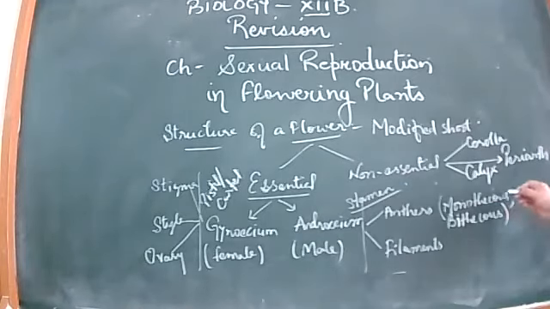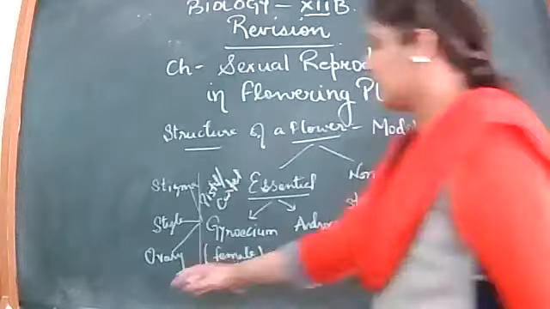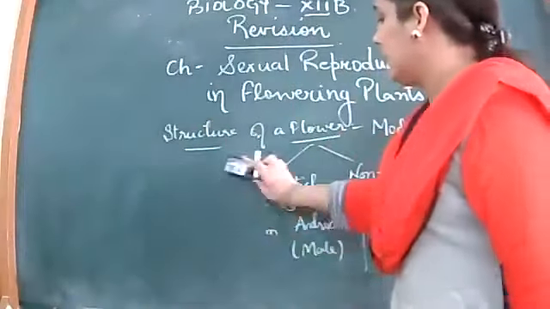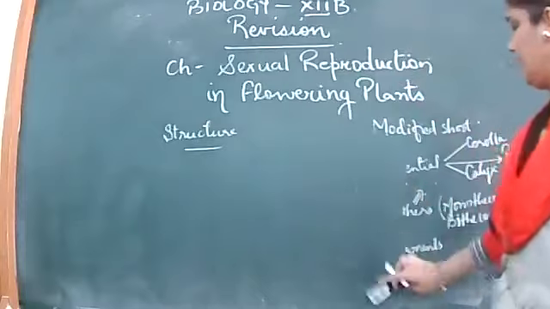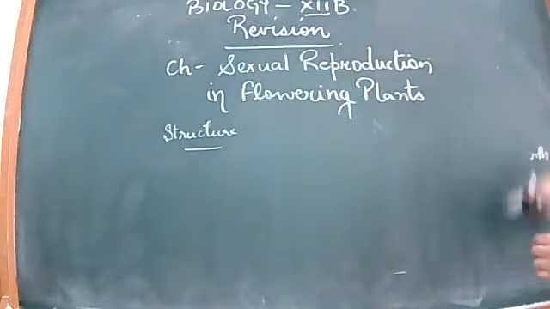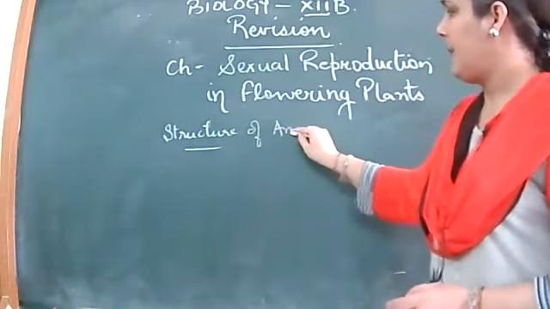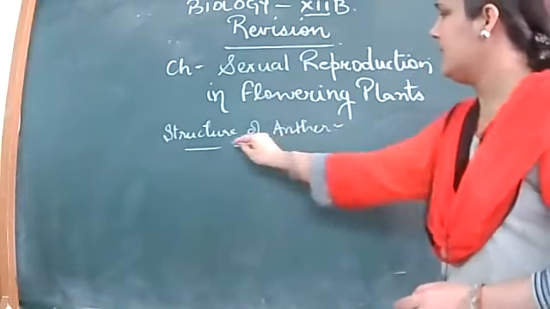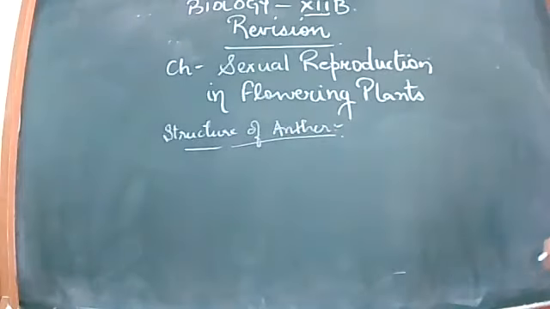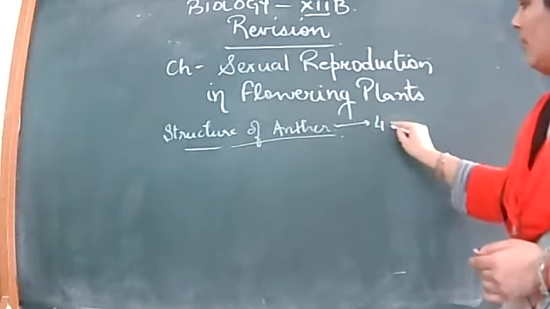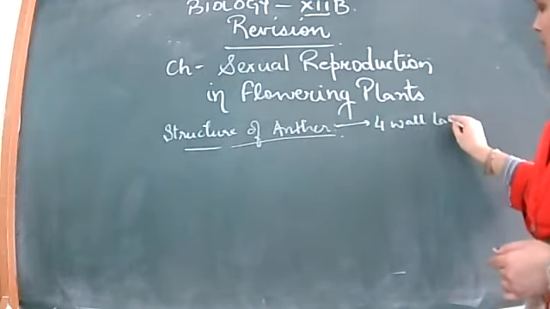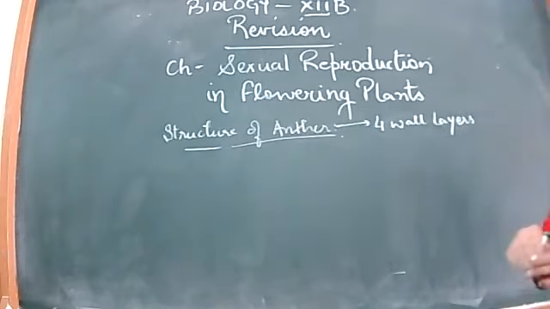Then after this, we studied the structure of this anther in detail. For the structure of the anther, there are three of the main outer coverings, and the fourth one, the most important one. Anther structure. In this, all the pollen sacs within a lobe are surrounded by 4 wall layers.